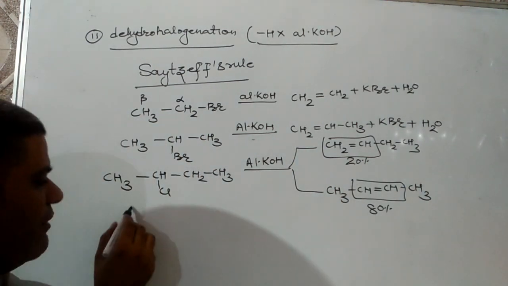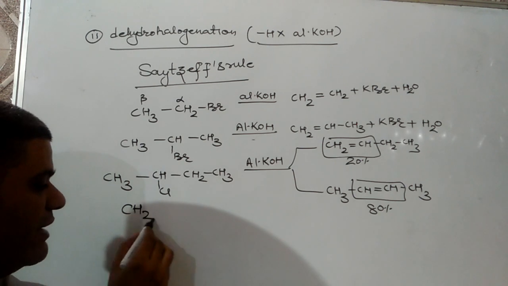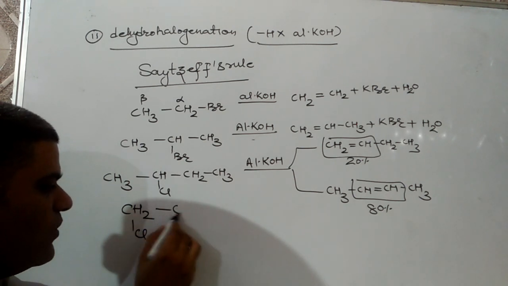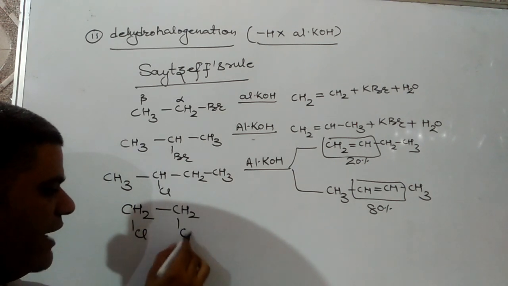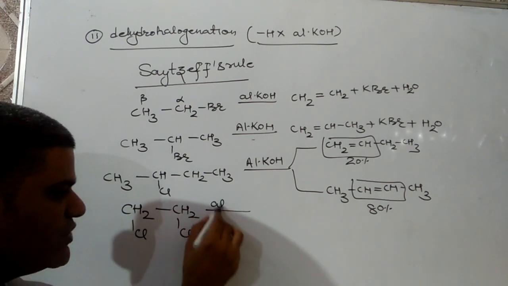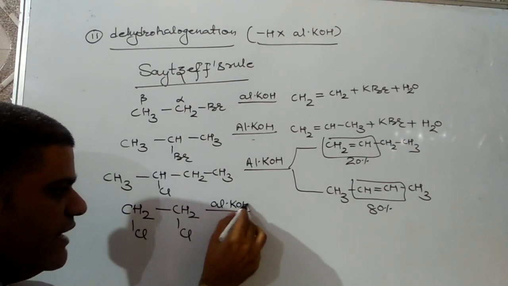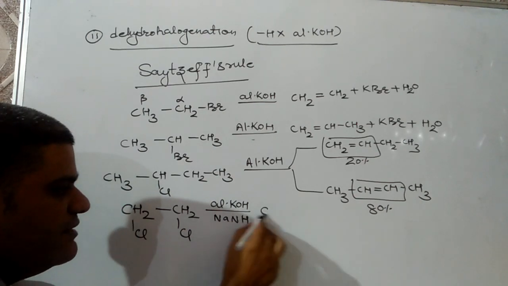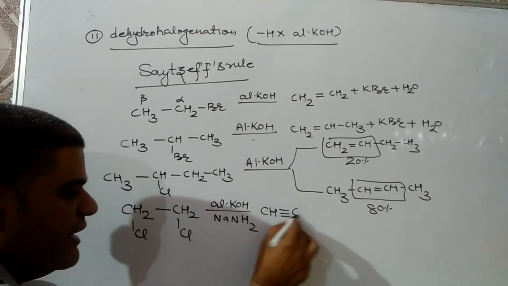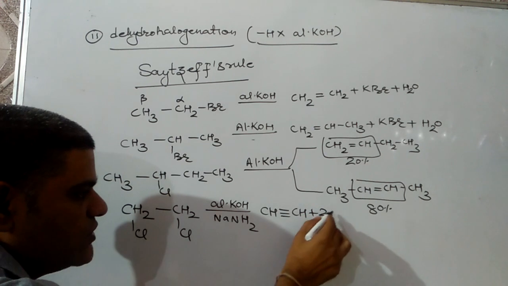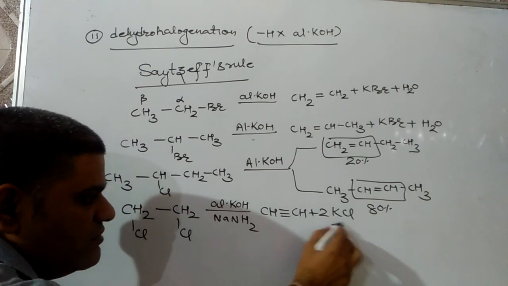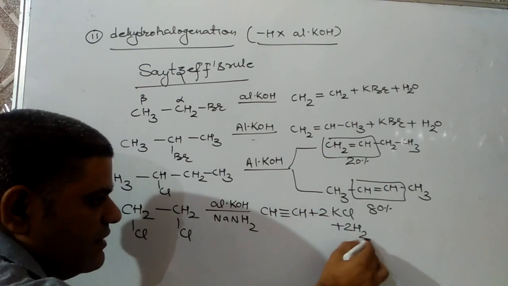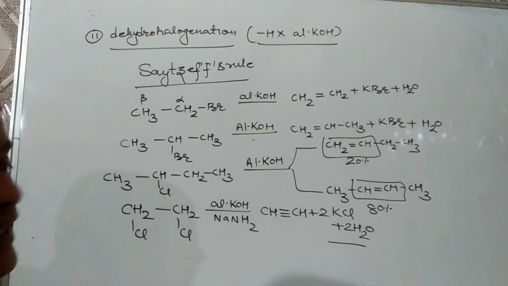Same way for dihaloalkane, if 1,2-dichloroethane is there, and then we have to add alcoholic KOH to it in presence of NaNH2, then the product formed will be ethyne plus 2 moles of KCl plus 2H2O. This is all about the elimination reaction.